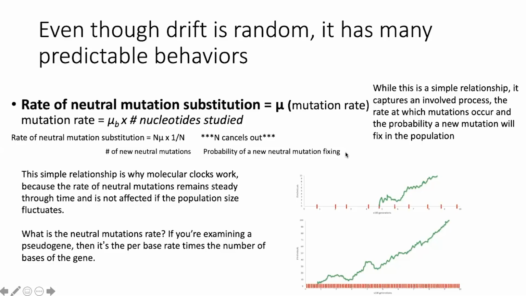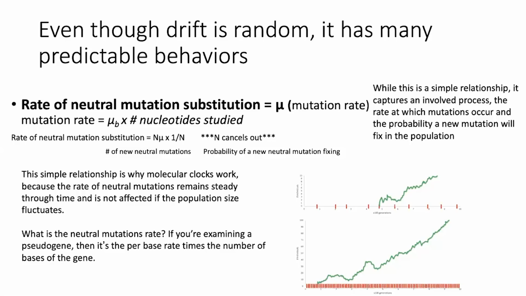That combines together to give you the rate at which you get this event happening. That's a neutral substitution. And what is really nice is that N is in the denominator and is also in the numerator. And so this simplifies out to just the mutation rate. And so the mutation rate will be mu B times the number of nucleotides that you're studying. Okay, so I really love that. It's nice that it simplifies down.